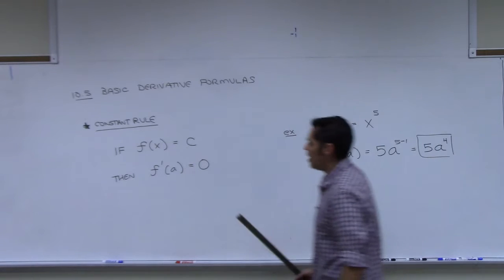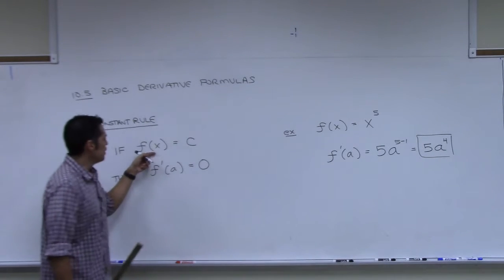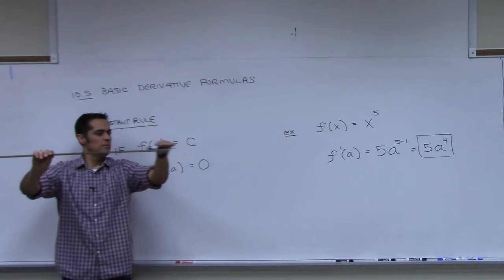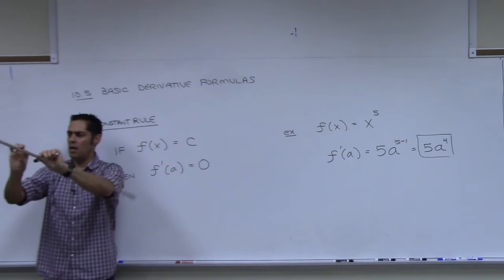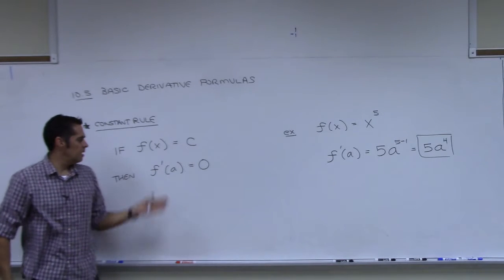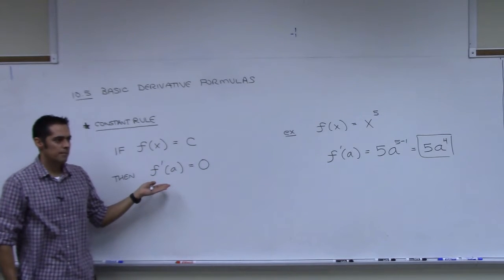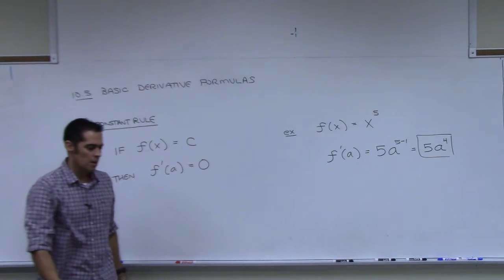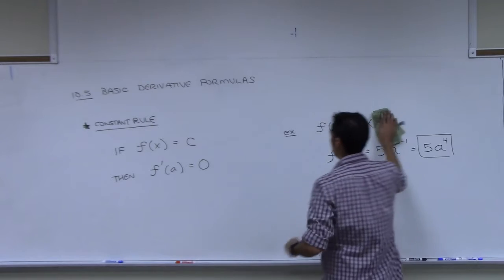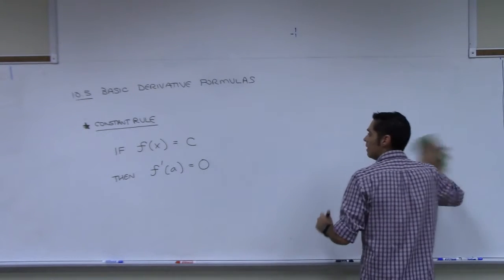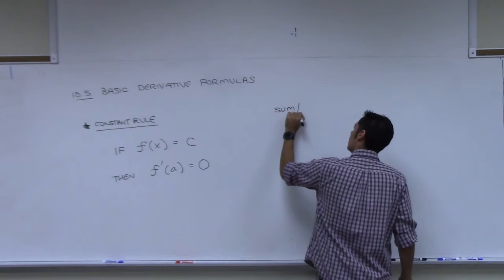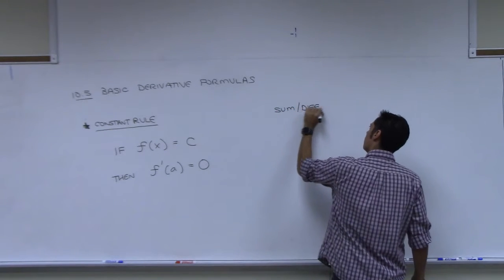Now here's why this happens. If your function is a constant function, isn't it flat when you draw it? And what is the slope of the tangent line at any point on a flat line? It's 0, right? And that's what that's saying. You with me? Okay, and the last one that I'm going to need, so I have 5 more minutes, so I can conclude today is the sum and difference rule.